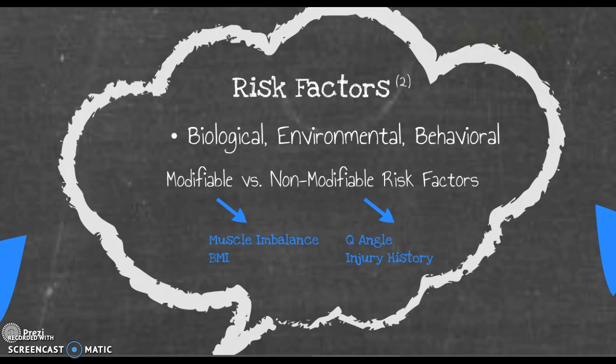Risk factors can be broken into biological, environmental, and behavioral, and further into modifiable and non-modifiable risk factors. Modifiable risk factors can be changed. In our example, the athlete's muscle imbalance, or BMI. Non-modifiable risk factors are not amenable, like Q angle and injury history. Now, the first step in injury prevention is identifying these risk factors associated with injury. Modifiable and non-modifiable risk factors allow clinicians to target individuals with more immediate and pressing needs. Once we have identified these risk factors, we may move into prevention.